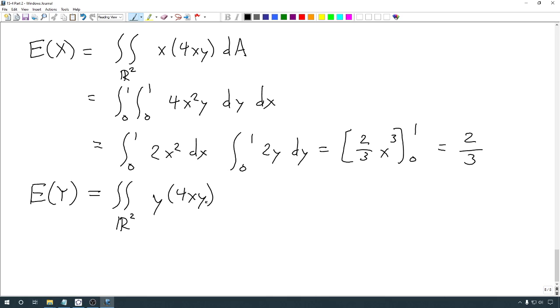We're taking y times our density function this time. And a lot of this will actually result in the same kind of thing. Instead of having x squared here, we just have an x, and instead of having a y here, we have a y squared. But you should be able to see that that's going to result in the same result in this case, because x and y are playing very symmetric roles in this problem. So I'm not going to go through that again. If you want to, you can do that yourself.